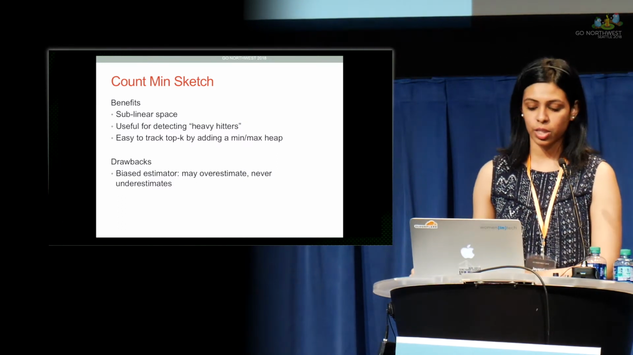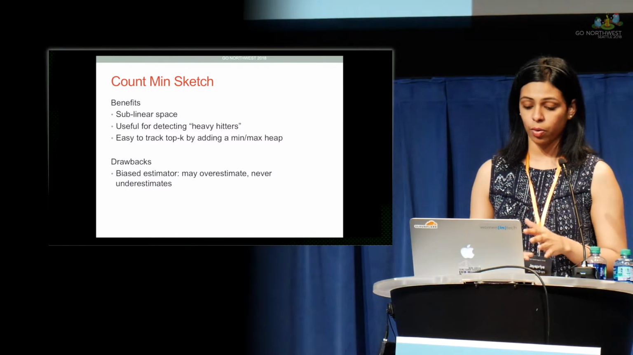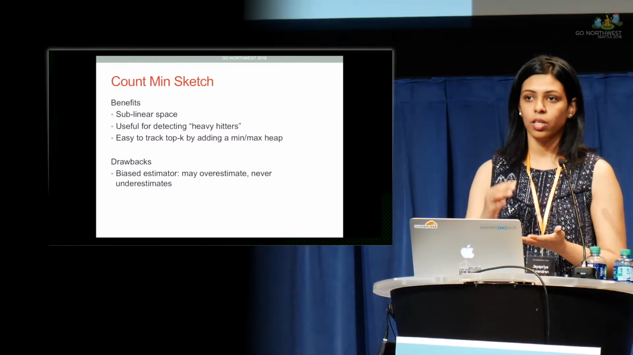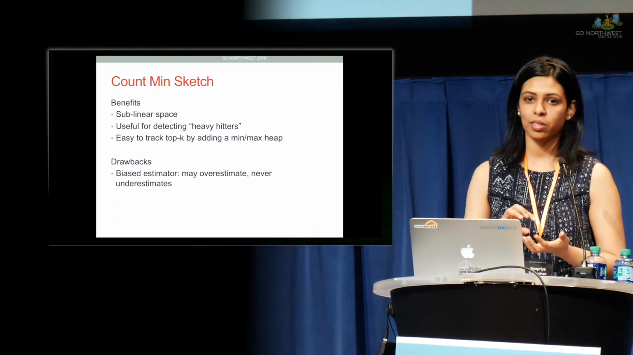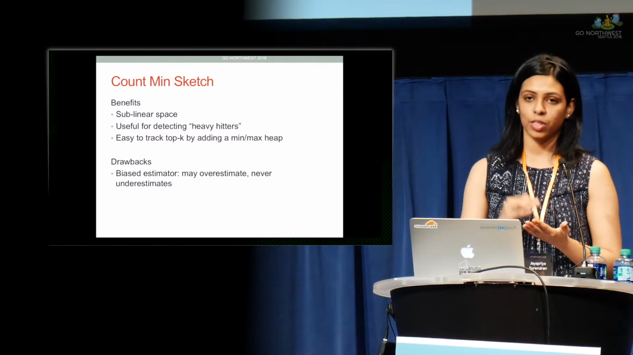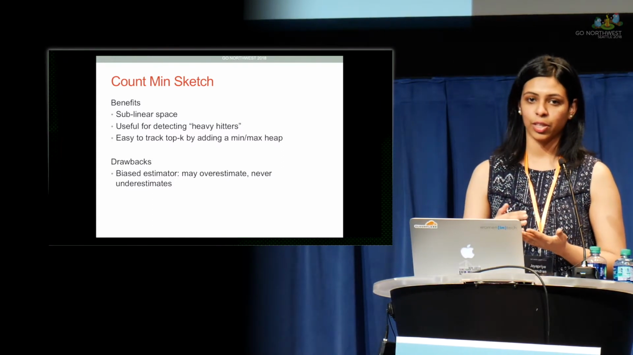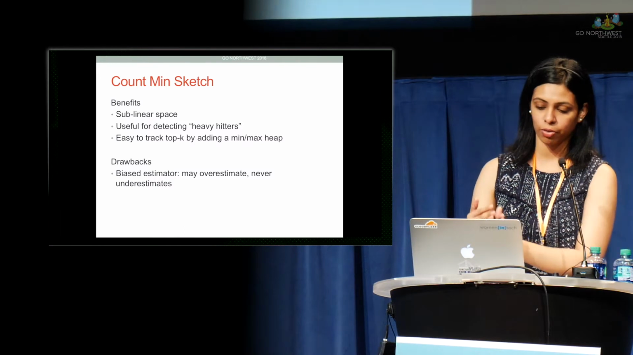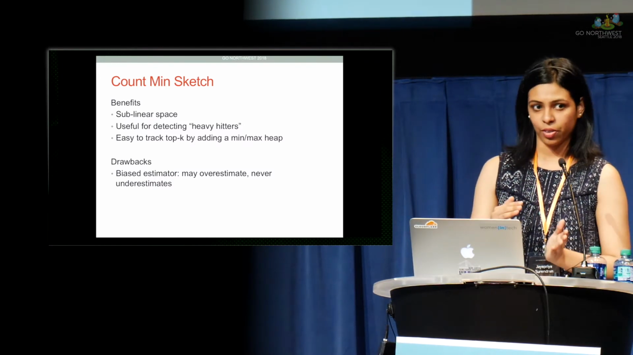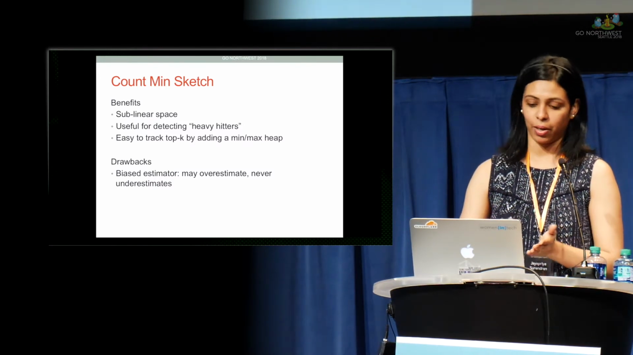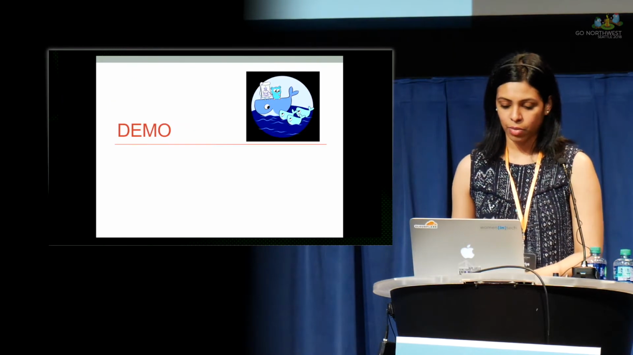Drawbacks: it's a biased estimator. It may overestimate, but never underestimates. So due to collisions, there's a possibility of getting a higher value than the actual count, but there's no way to underestimate. So it's slightly biased. That's the drawback here. And once again, demo.